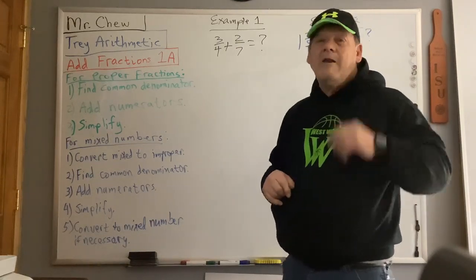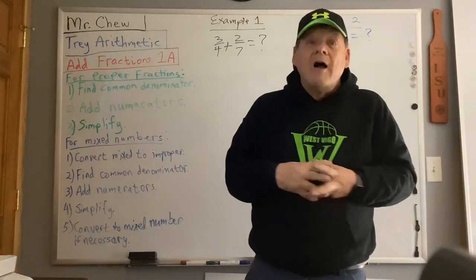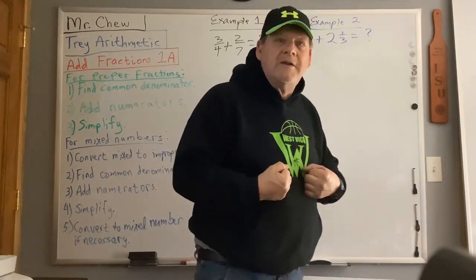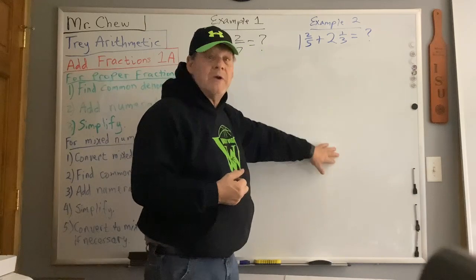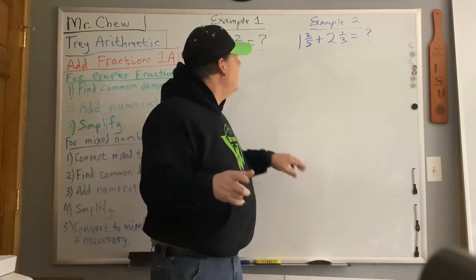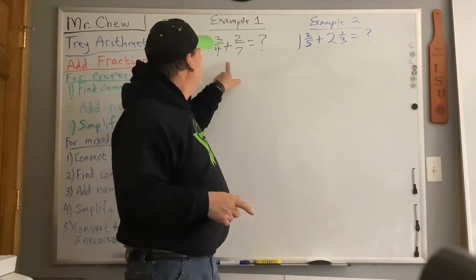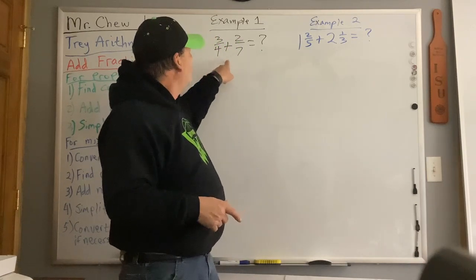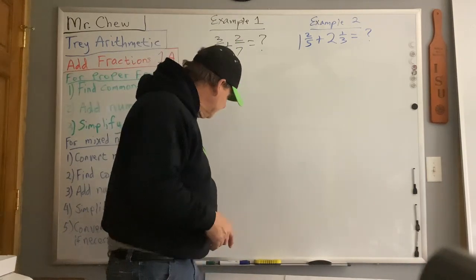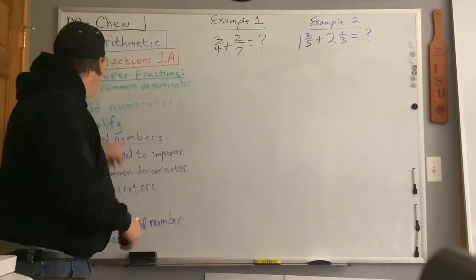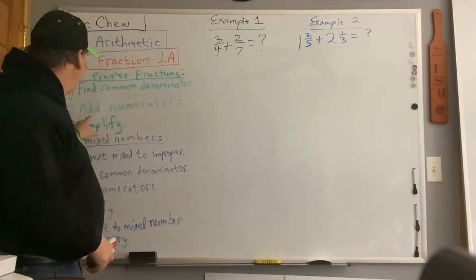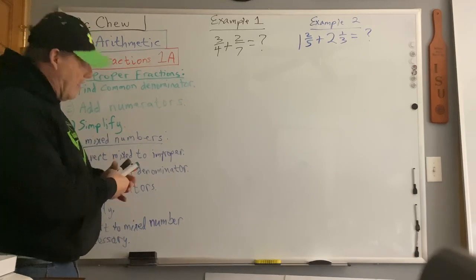So I had an earlier TikTok version where I lured people into this lesson by saying, what happens when we do example 2 here? But before we do example 2, let's do an easier one, example 1. 3/4 plus 2/7 equals what? So, if you look on here, I need to find a common denominator, add the numerators, and then simplify.